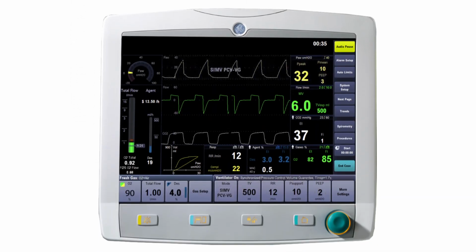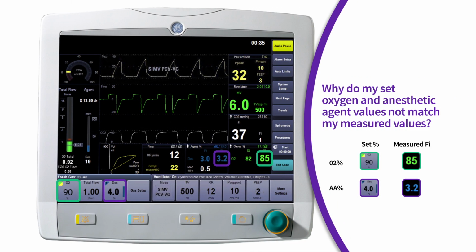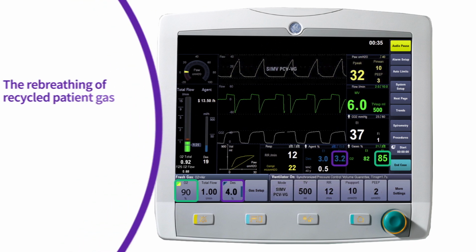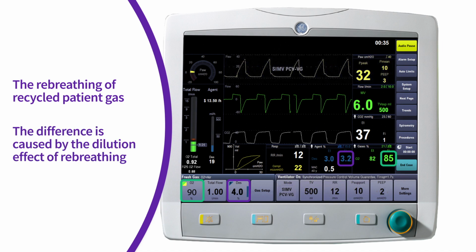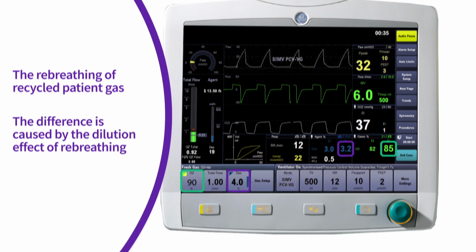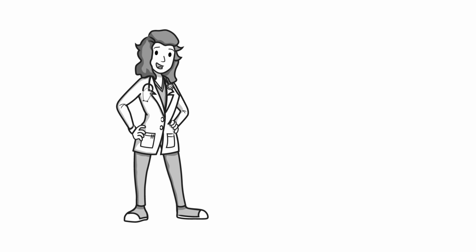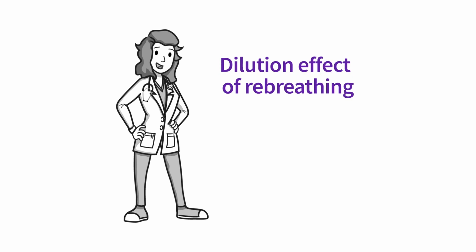Have you ever asked yourself, why do my set oxygen and anesthetic agent values not match my measured values? This is due to the rebreathing of recycled patient gas when using a circle breathing system and a result of the dilution effect of rebreathing. This video will discuss the dilution effect of rebreathing.